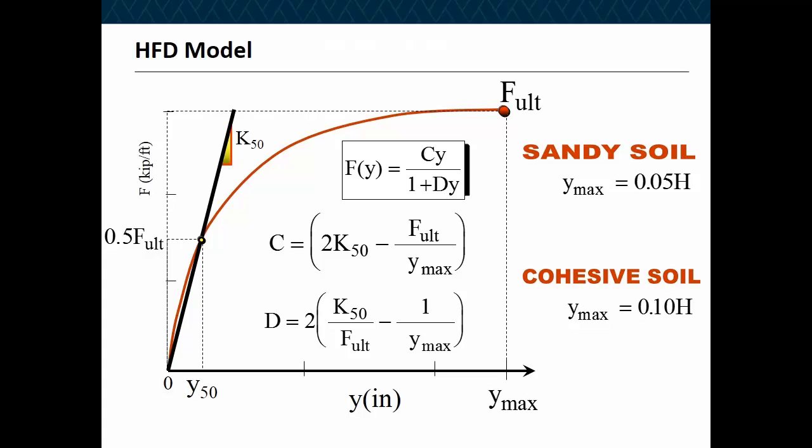So very simple calculation. And if it's a cohesive soil, like clay type of material, Y max is 0.1 times H, which basically means it takes a lot more displacement to mobilize to get to the F ultimate. Now this F ultimate calculation is very simple. Either a geotechnical engineer will give it to you, or you can use the classical earth pressure theories to calculate the passive pressure. And that's how you develop the nonlinear springs for the abutment in the longitudinal direction.